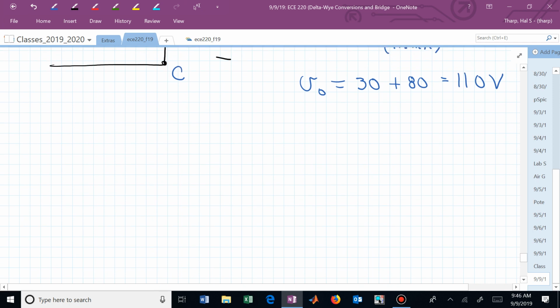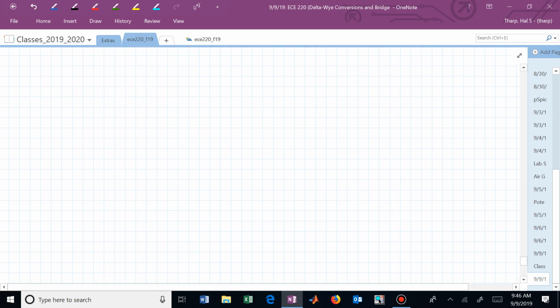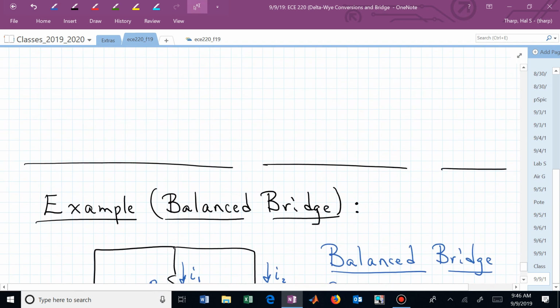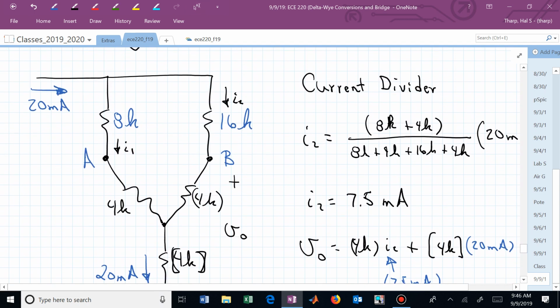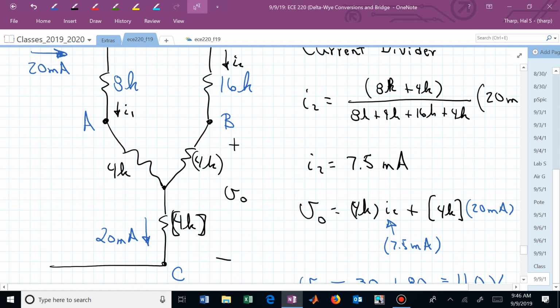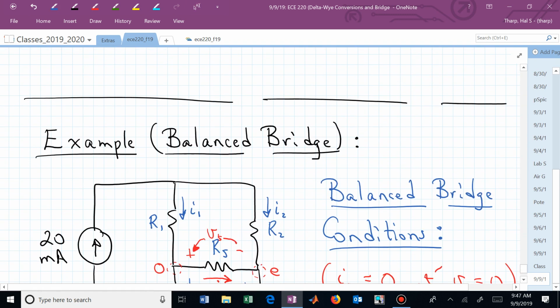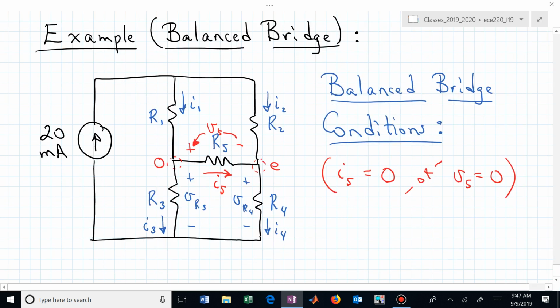I must have had more ideas floating around. I did, but I'm going to skip over those. What you can do is find the voltage drop from A to C and compare that to the voltage drop V sub 0, and they're going to be different because this bridge was not balanced. The voltage dropped across A and B, that was V sub 5, is going to be non-zero. Let's look at the case where that's not the case. Let's look at a balanced bridge.